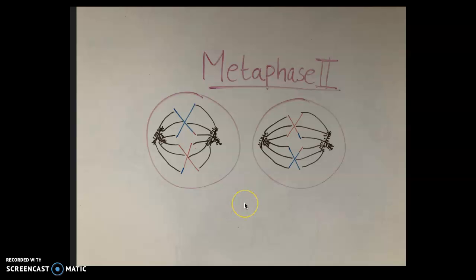In metaphase 2, the chromosomes are positioned at the metaphase plate like in mitosis. And because of crossing over in meiosis 1, the two sister chromatids of each chromosome are not genetically identical.